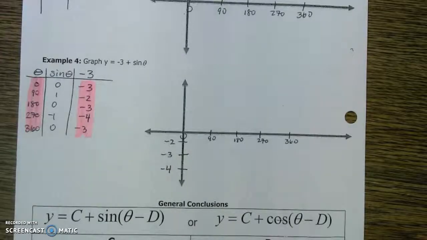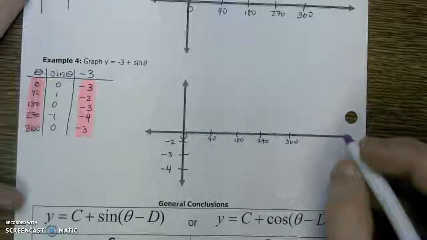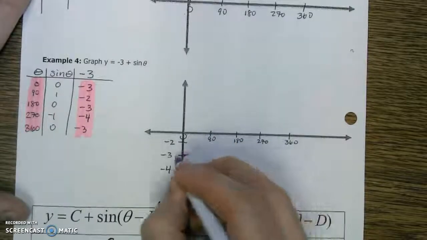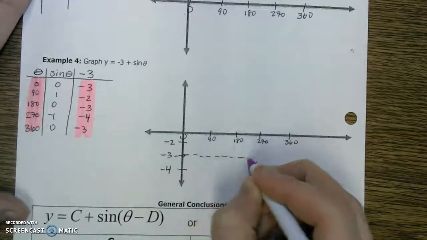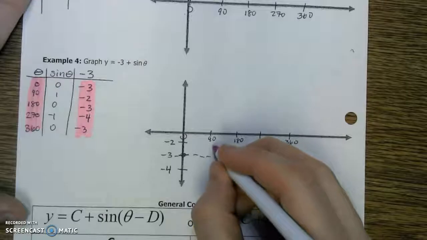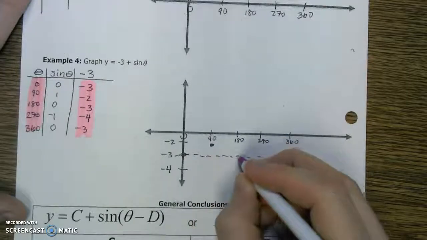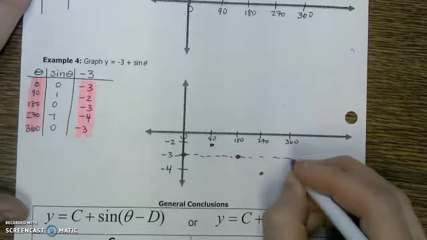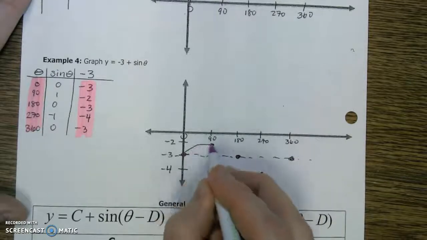So I went ahead and labeled my axes. So then we're going to plot the points. So 0 is at -3. Go ahead and put your sinusoidal axis at your middle y value. 90 is at -2. 180 is on the sinusoidal axis. 270 is at -4. 360 is back to your sinusoidal axis.